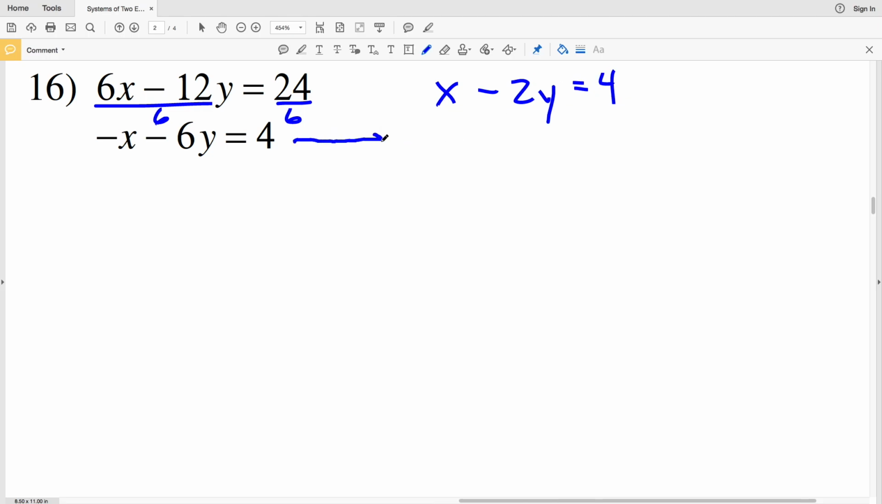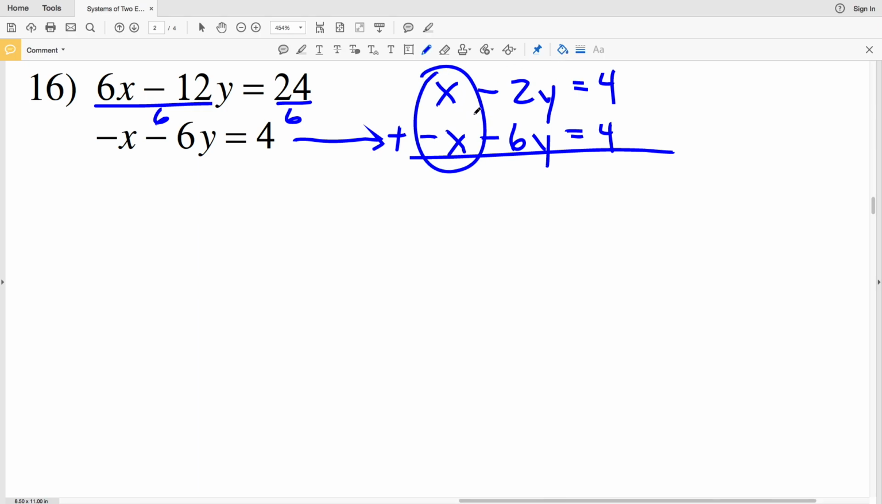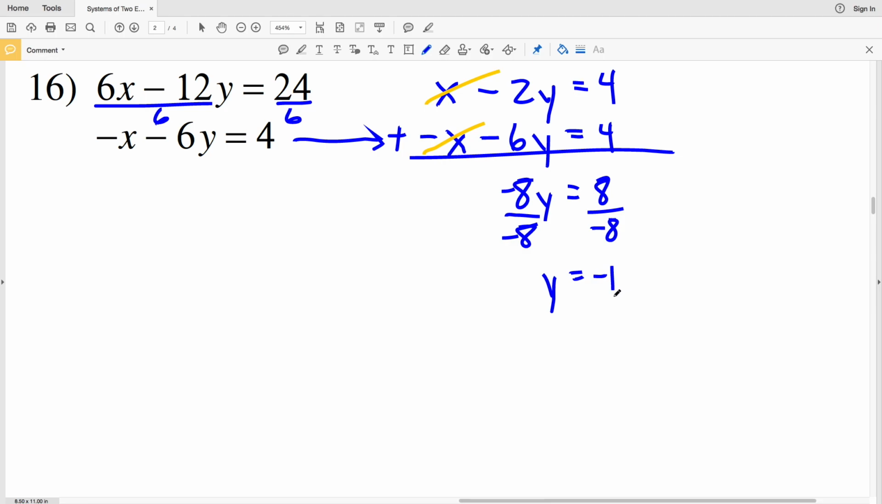Now, let's rewrite that bottom equation. So we'll have negative x minus 6y equals 4. And you can see that in doing that, now I can add my two equations together, because my x's will be eliminated because they both have a coefficient of 1 and negative 1. So x minus x is 0, negative 2y plus negative 6y is negative 8y, and that's going to equal 4 plus 4, which is 8. So dividing both sides by negative 8, I'll get that y is equal to negative 1.